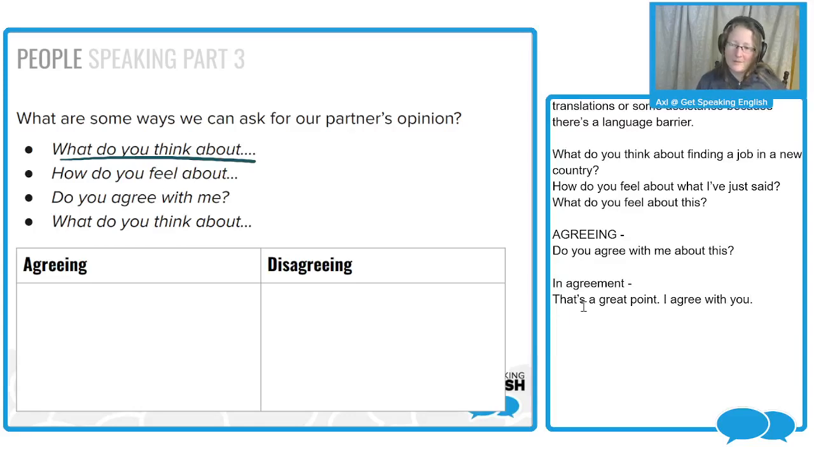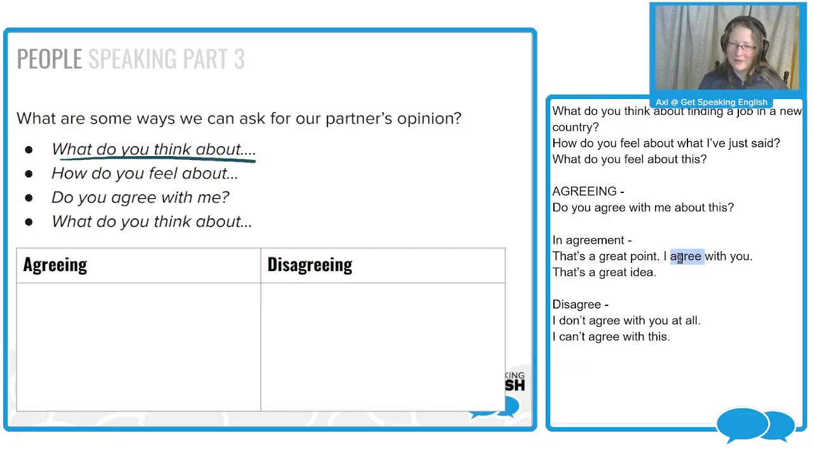Or maybe, yeah, that's a great idea. We could say that as well. We could also disagree, right? So maybe, for example, I don't agree with you at all. Or I can't agree with this. Maybe something like this. I do want to point out really quickly, because sometimes I see people saying this error.